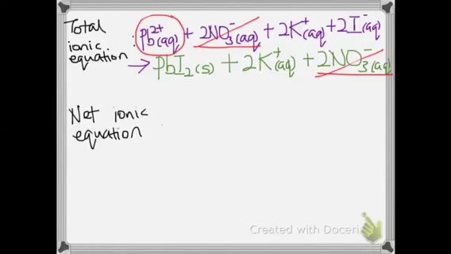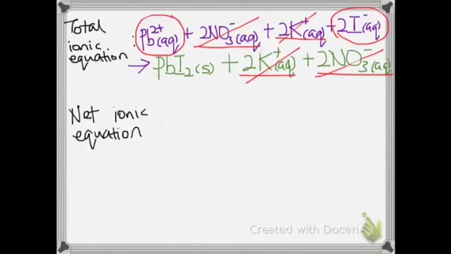Next, let's look at the potassium ions, K+. Now, for K+, we see it in the reactants. We also see it in the products. Therefore, it is a spectator ion and it can be cancelled out. Lastly, for iodide, iodide appears in the reactants but does not appear as iodide in the products. Therefore, it is not a spectator ion.